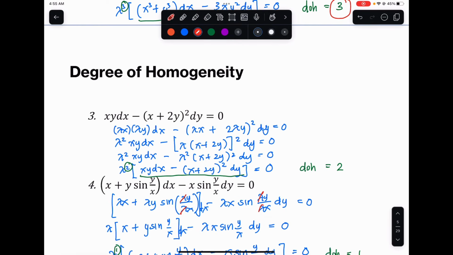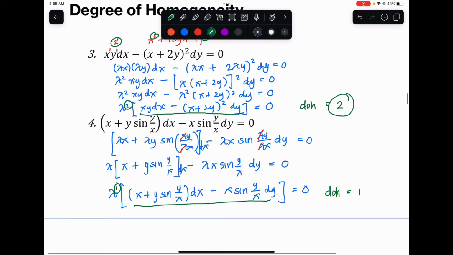So number 3. So this one, x is 1, y is 1. So therefore, that is 2. And then if we're going to expand this, x plus 2y raised to 2, so expanding this, that is x squared plus 4xy and then plus 4y squared. So we have a power of 2. So 1 and 1, that is 2. And then y squared, that is 2. So everything is 2, making the degree of homogeneity equal to 2. So that's the simplest one.